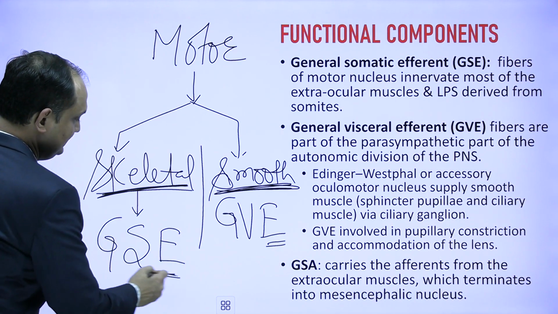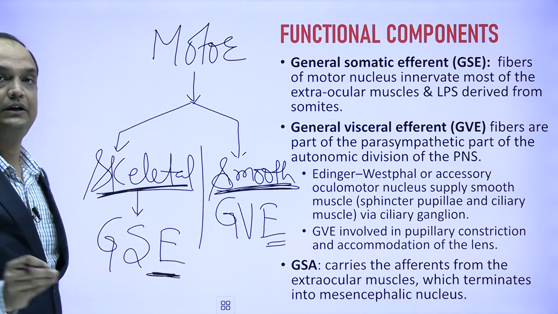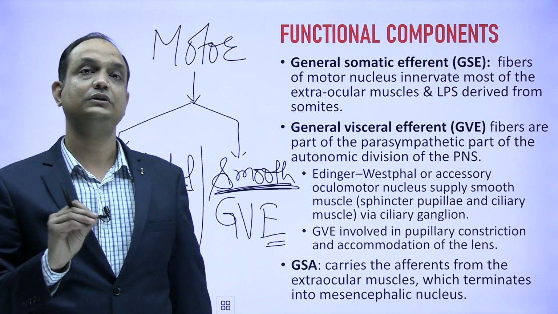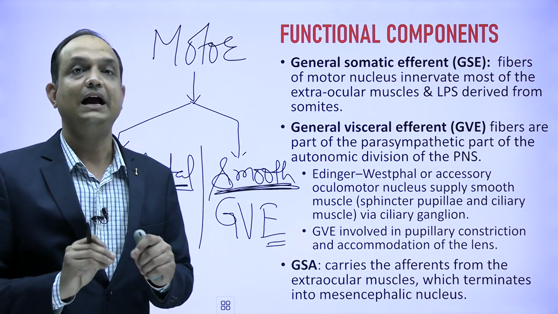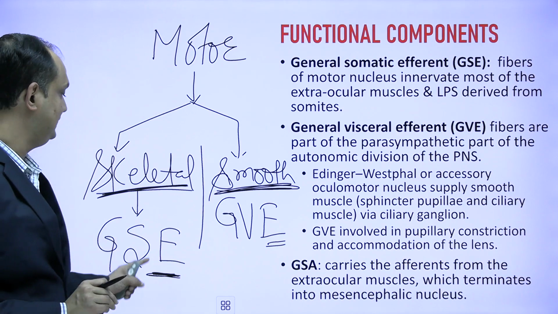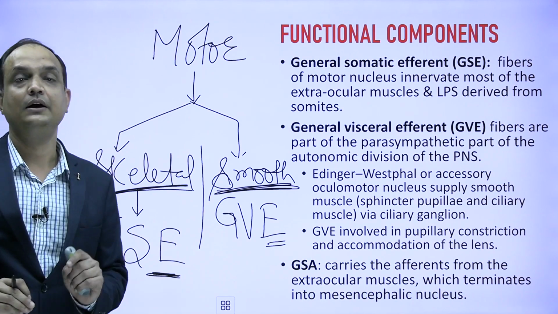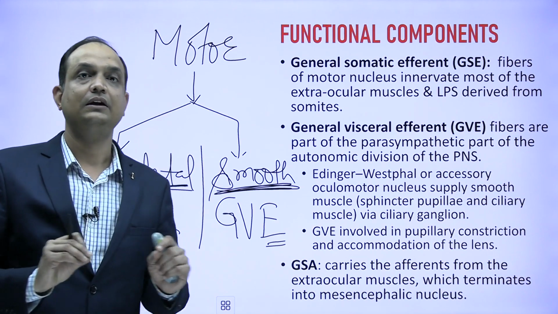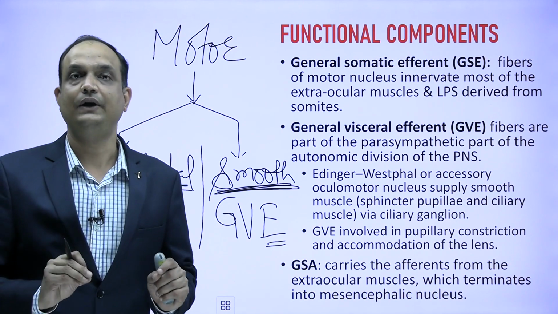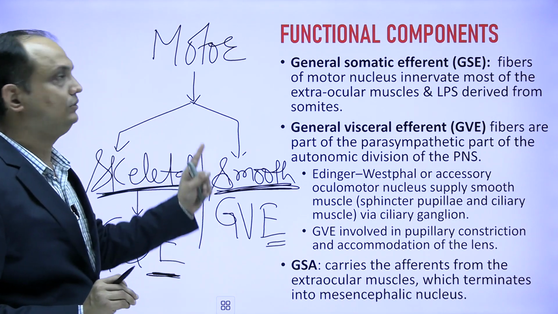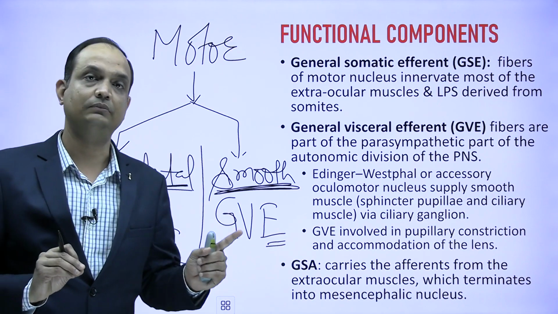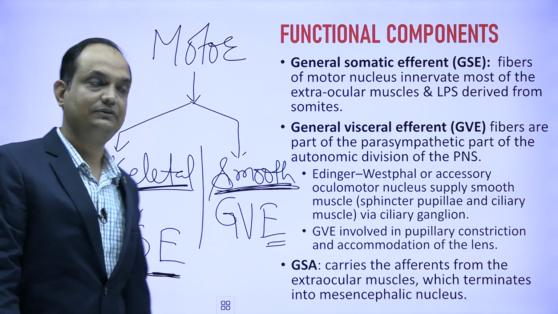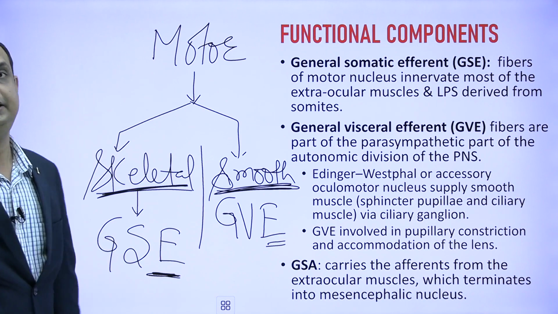Clear? So there is a confusion that many students think that it is also special visceral, but I have to clear this thing here that it is not special efferent, because the extraocular muscles do not have any origin from pharyngeal arches. So all the extraocular muscles arise from the somites, that's why it is general somatic efferent.